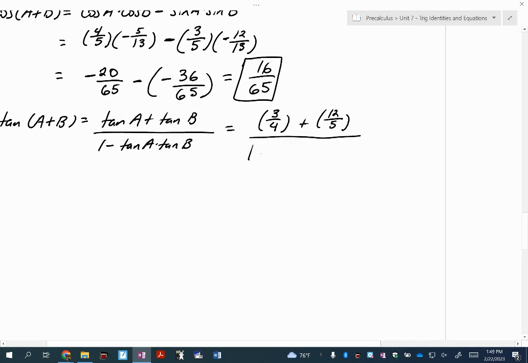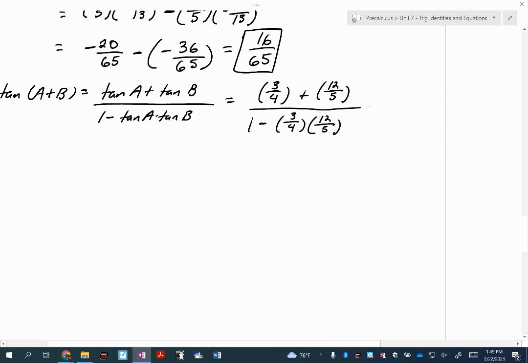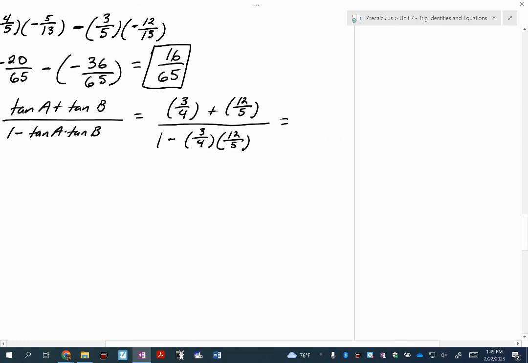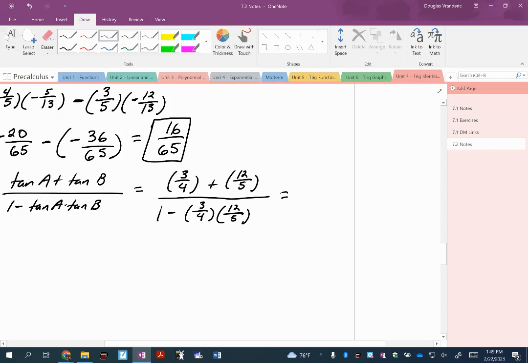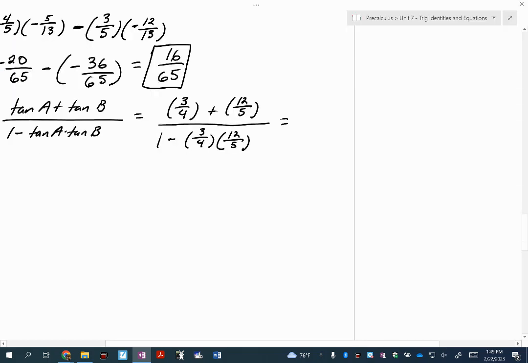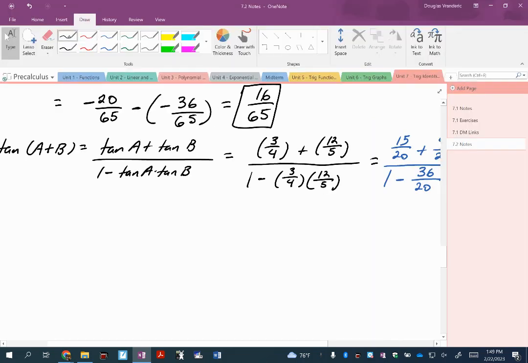All right, so over 1 minus 3/4 times 12/5. Keep going. Get a common denominator. I'll show my work here. My common denominator is 20. So if I multiply by 5, that's going to be 15/20. Plus, if I multiply by 4, that's 48/20. All over 1 minus, let's multiply, and we get 36/20.